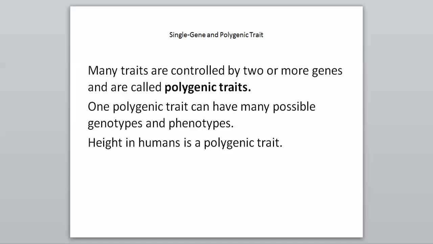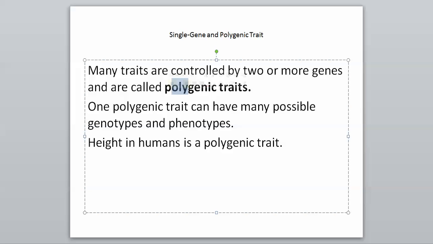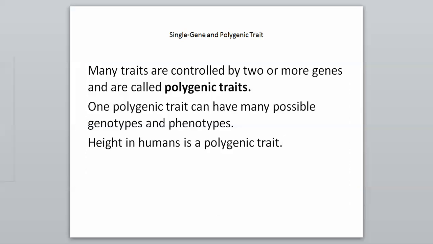And then to finish up here, our last one is that many traits are controlled by two or more genes, and these are called polygenic traits. So the word poly means many, genic gene, so a many gene trait. Again, this is another review word. And one polygenic trait can have many possible genotypes and phenotypes, and height in humans is a polygenic trait. And that makes sense because there isn't only two heights in the world. It's not like we're either 5'2" or 6'3". No, there's a variation of height, so therefore they're going to be controlled by many different genes.